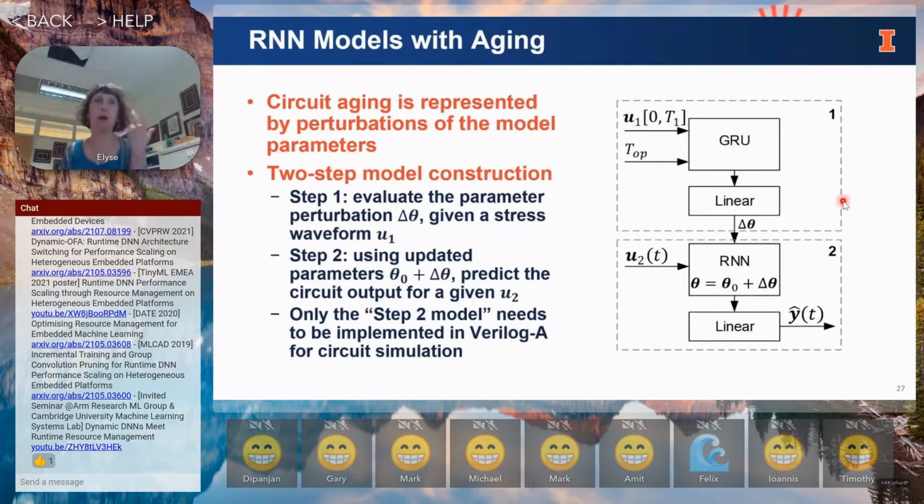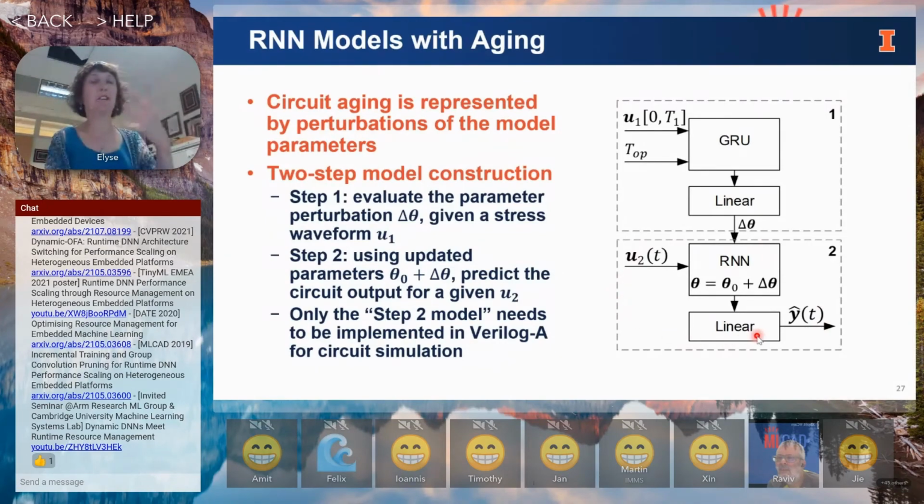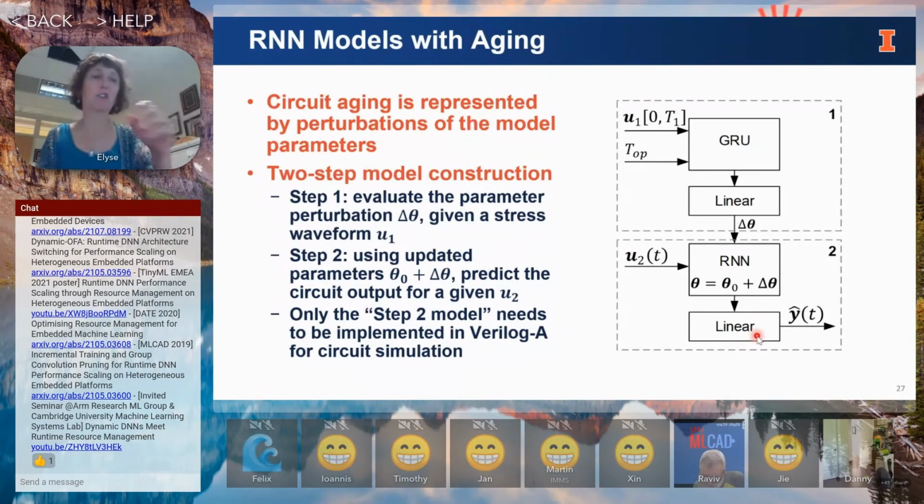So let me quickly show you how we've addressed circuit modeling, how we model circuit aging using RNNs. We represent the effects of aging as a perturbation of the RNN model parameters. We denote those perturbations as delta theta. We have this offline first-part model, which calculates delta theta as a function of the stress waveform and the total operating time. Then we create an RNN model in which the parameter set is equal to the time zero model parameters plus the delta thetas. And we use that model of the aged circuit for our SPICE circuit simulations.